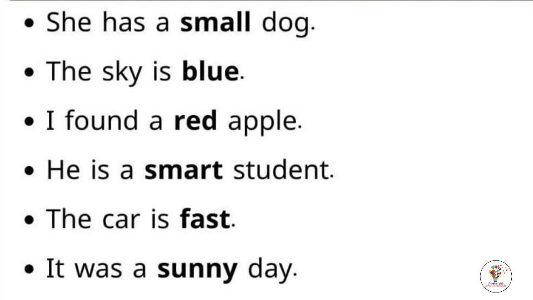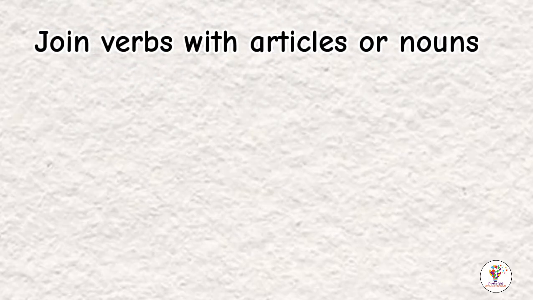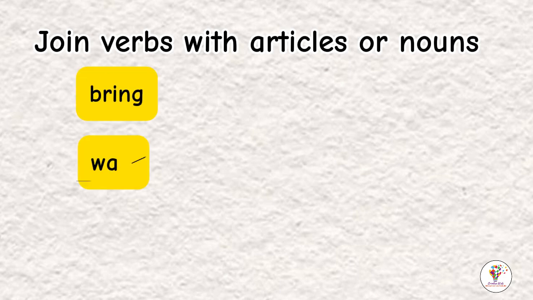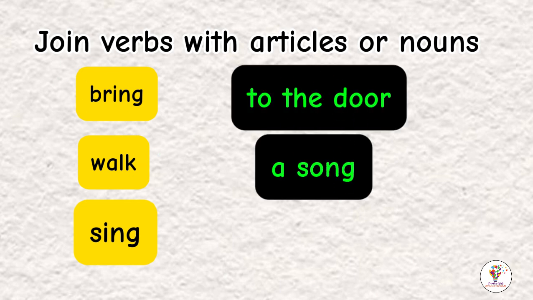So here again you will relate. Now you will take three verbs and ask your child to join them to the other strips with the articles and the nouns. Suppose bring, walk, sing. Take three verbs and now ask them to join with the other three strips. To the door, a song, a ruler.